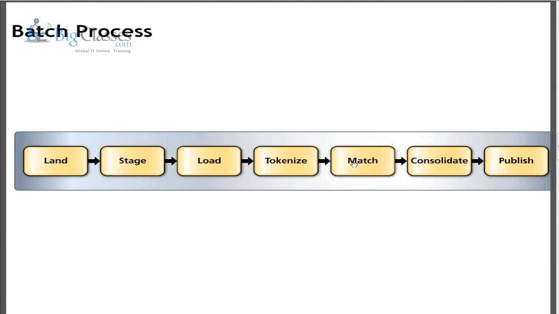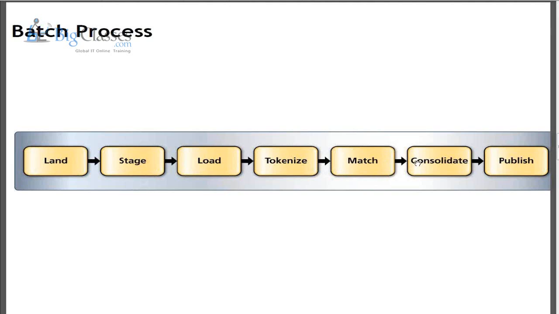Then you do the tokenization and matching. That is nothing but creating tokens to identify duplicate records, and in the matching it will identify those duplicate instances of the customer. So let's say Mr. John Smith, John Smith, and John K. Smith. Here this process will identify that all these three are the same customer.